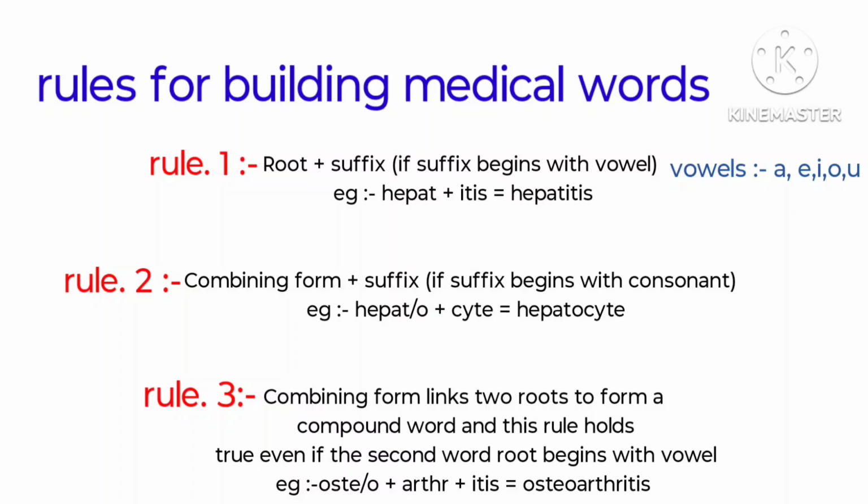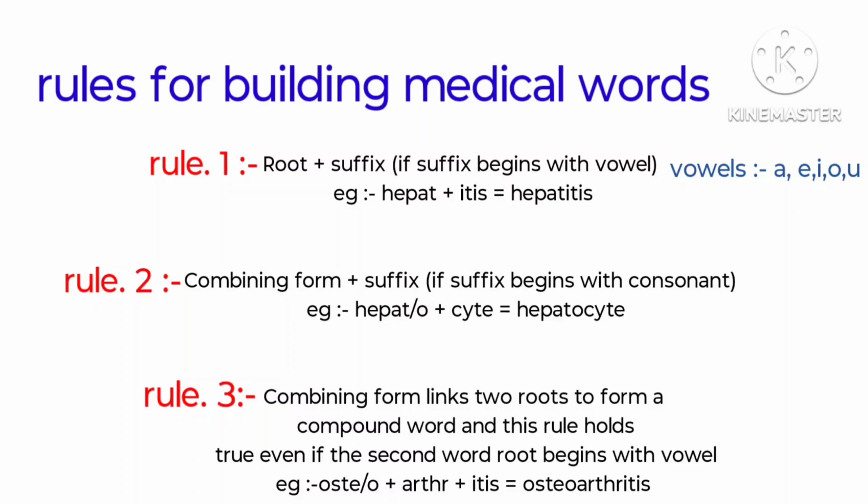Now we'll see the third rule for building medical word. Here, combining form acts as a bridge and joins two word roots and forms a compound word. This is true even if the second word root begins with vowel. For example, osteoarthritis. Here, ost is the first word root, osteo is the combining form, and arth is the second word root, and itis is the suffix.